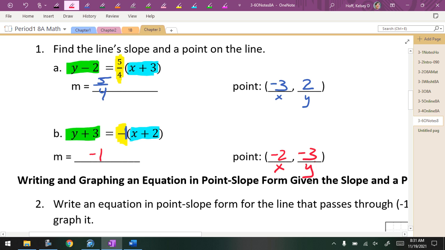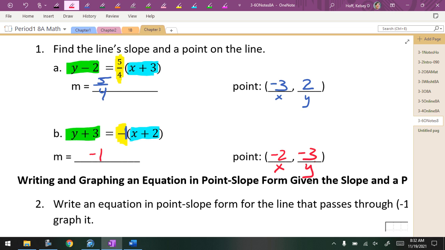Now make sure you have -2, then -3. A lot of times people mix this up, okay? Because they're like, oh, the first number I see, but that's actually your y. That's actually your y.